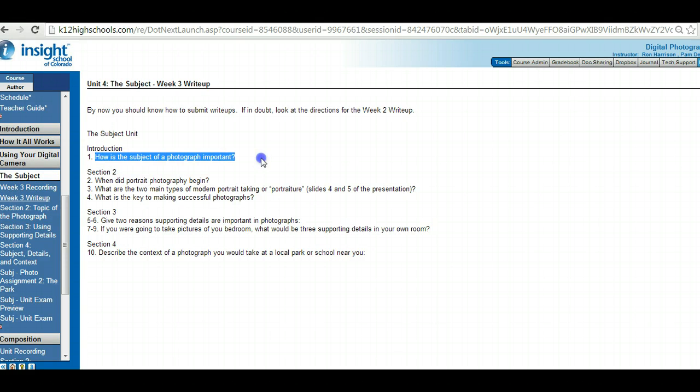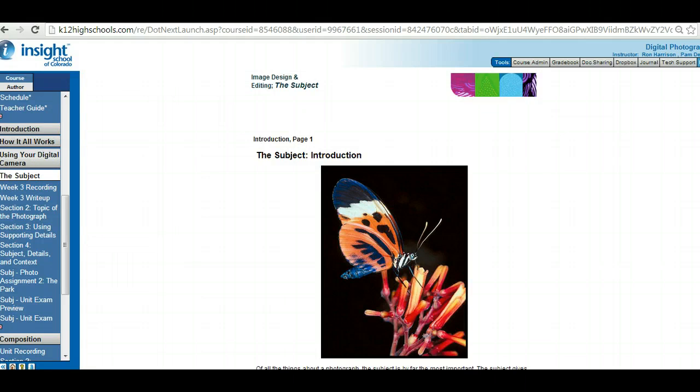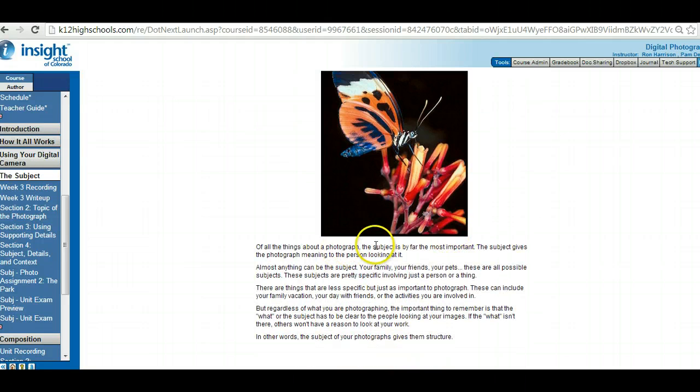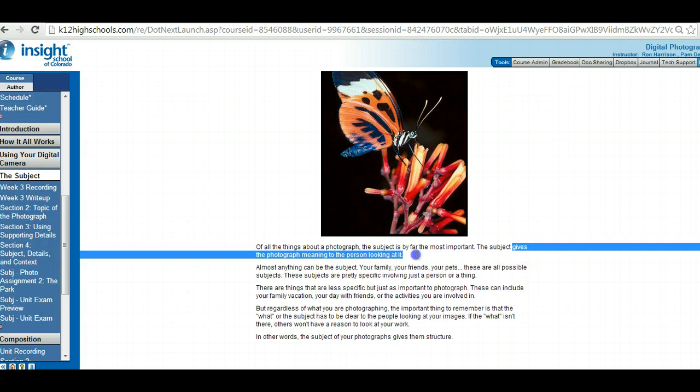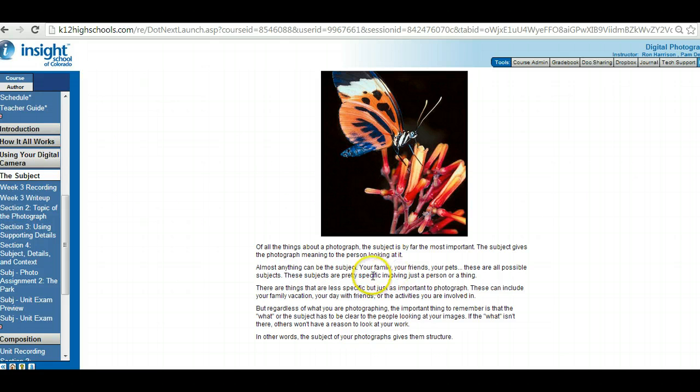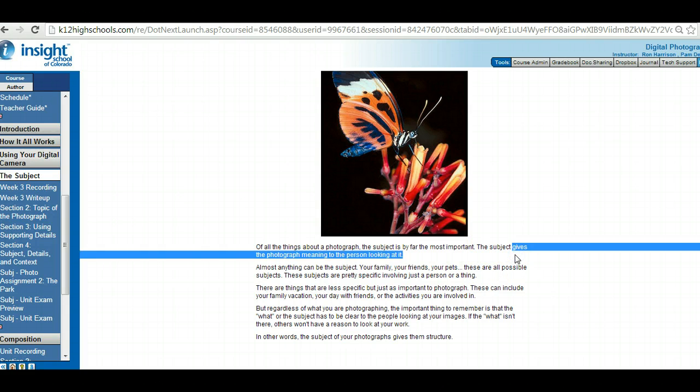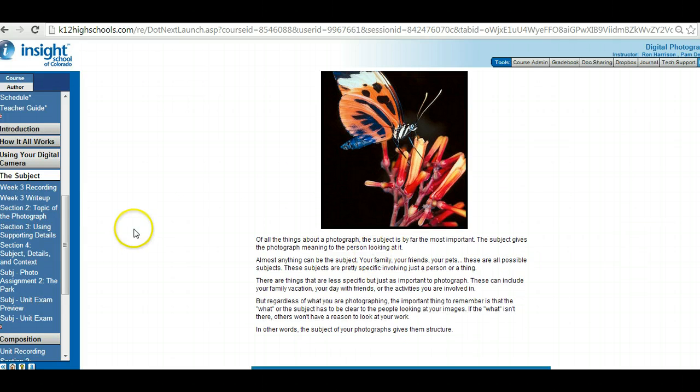In the introduction, how is the subject of a photograph important? Well, it says, of all the things about a photograph, the subject is the most important. The subject gives the photograph meaning to the person who's looking at the photograph. So that's why the subject is important. Obviously, almost anything can be a subject. Your family, your friends, your pets, all those can be subjects. And they're pretty specific, involving a person or a thing. But you can have less specific photographs that can still have a subject. But regardless of what you're photographing, the most important thing is that the what, or the subject, has to be clear to the people who look at your pictures. This is the answer to the write-up question right there. The subject gives the picture structure.